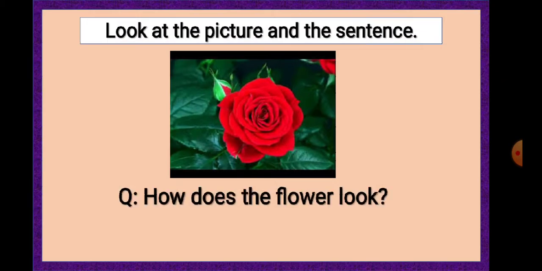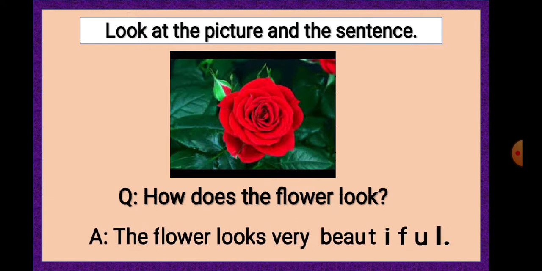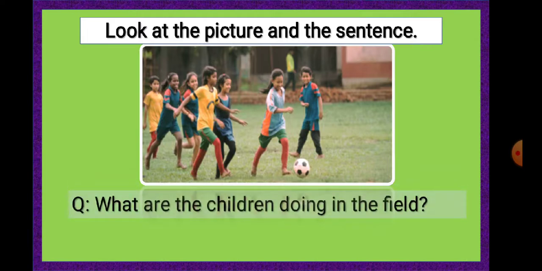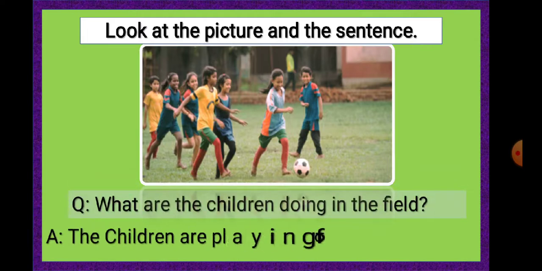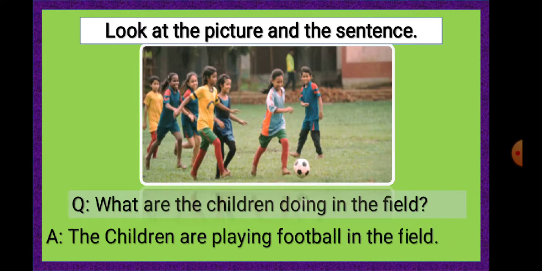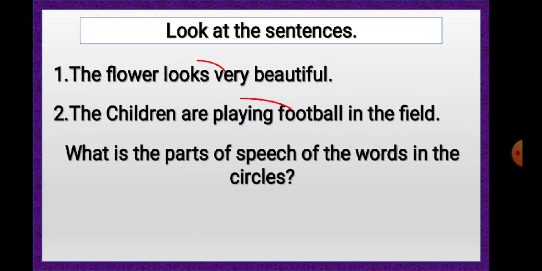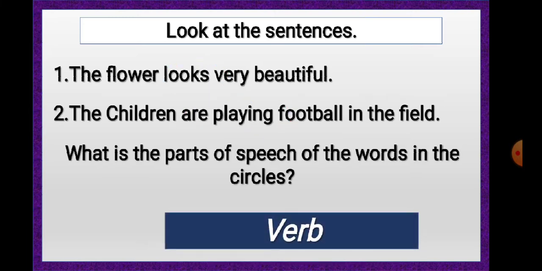Dear students, look at the picture and the sentence. How does the flower look? The flower looks very beautiful. What are the children doing in the field? The children are playing football in the field. You see the sentences again. The flower looks very beautiful. The children are playing football in the field. What is the part of speech of the words in the circles? Can you guess? Yes, this is verb.